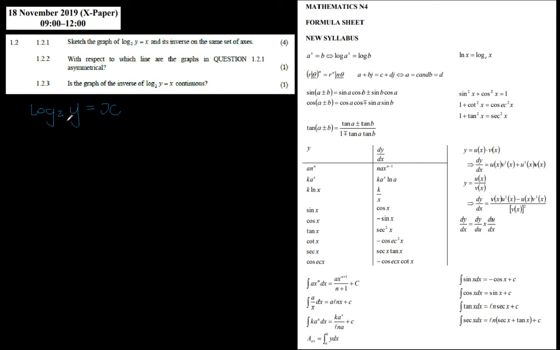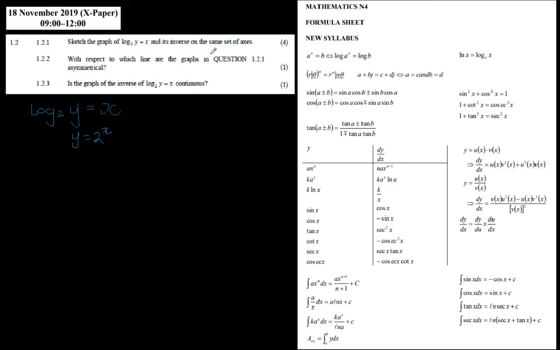But what I know will happen is the 2 that is suppressed will come over to the other side and press the x up into the air, meaning that if I change this from a logarithmic form to an exponential form, I'll be left with y equals 2 to the power of x. So this will be my graph that I'm going to draw. Again, that is just to simplify it so that it is in the form of y equals.